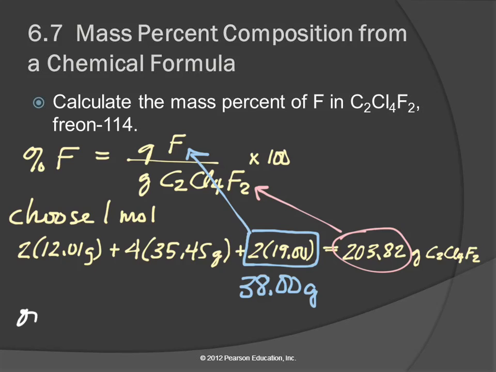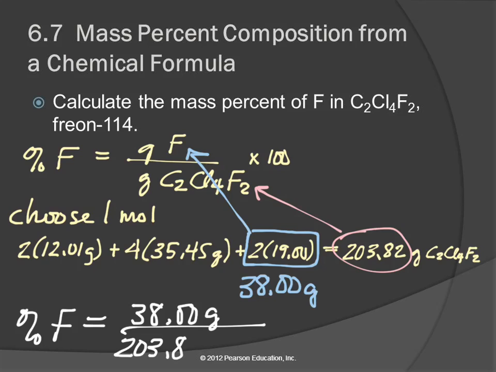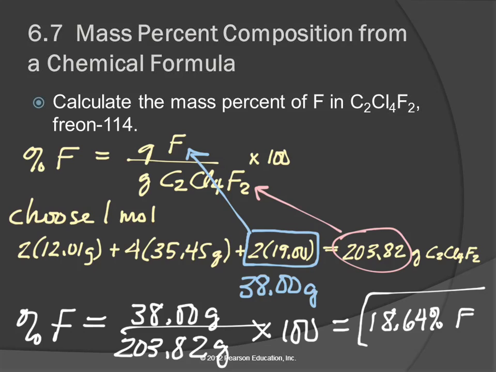And so we have the percent of fluorine is the mass of fluorine in 1 mole of the compound divided by the mass of 1 mole of the whole compound times 100, 18.64 percent fluorine. Any questions?